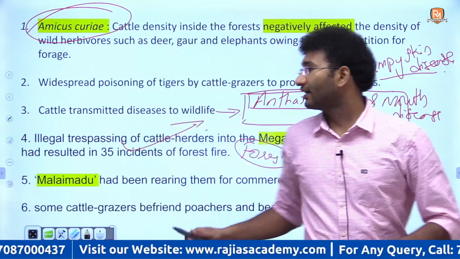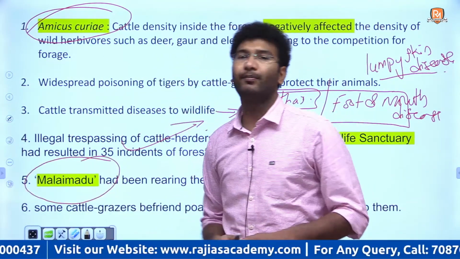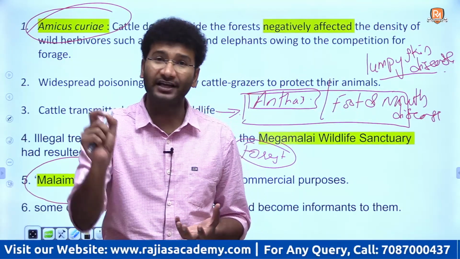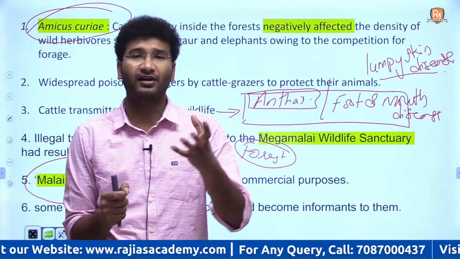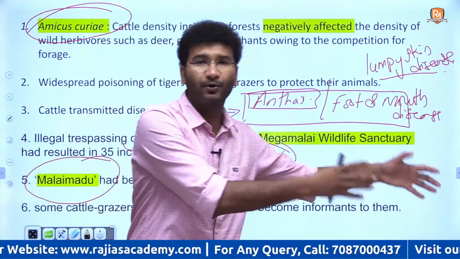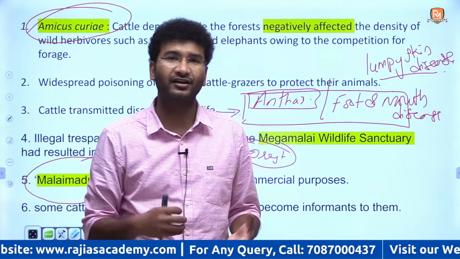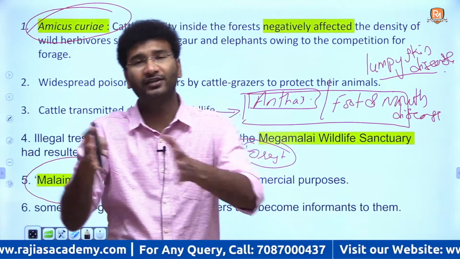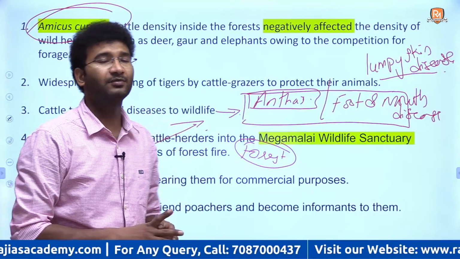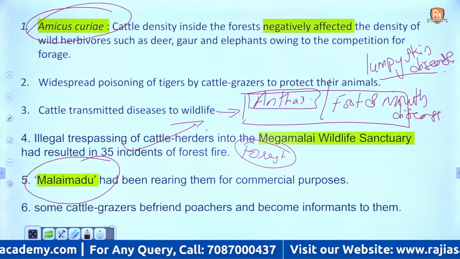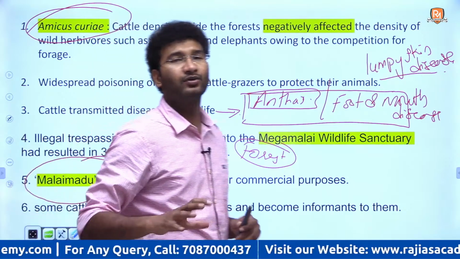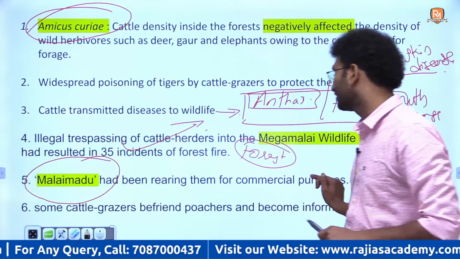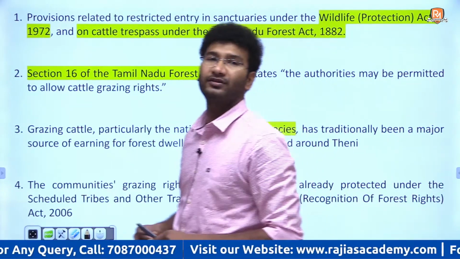Along with that, the cattle community, that is Malaimadu. Malaimadu is a cattle, a special breed, and this breed is not utilized for milking, but the cow's dung is utilized for making other products. So it is a commercial utilization and not an organic utilization. That's the reason why this cattle should not be entered into the forest area, right? This is something the amicus curiae said. Along with that, some cattle grazers have befriended the poachers. They give the information to the poachers, because of which more animals are being put under threat.